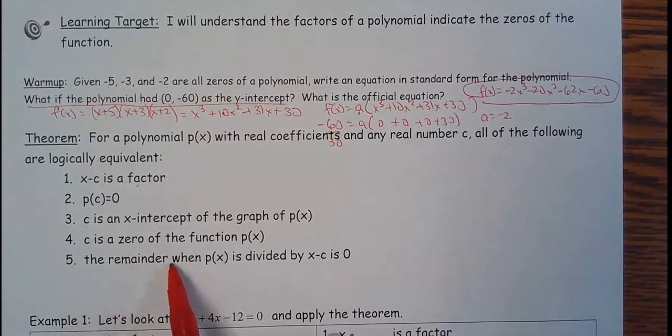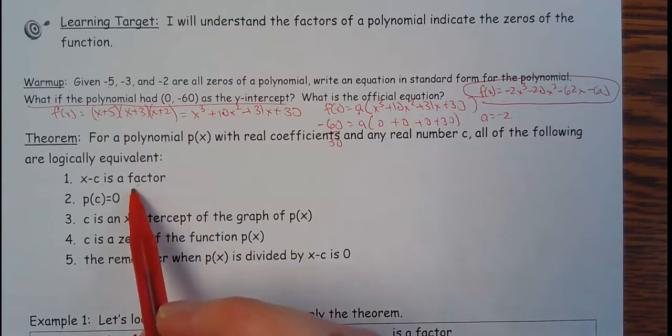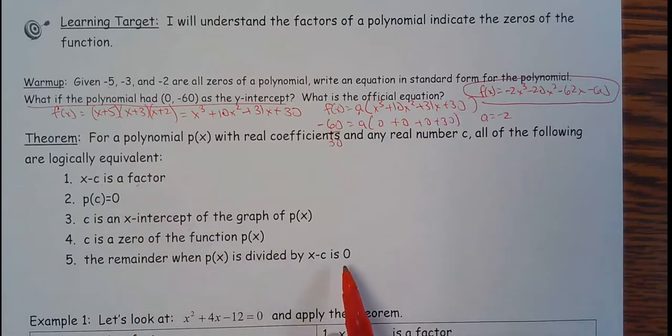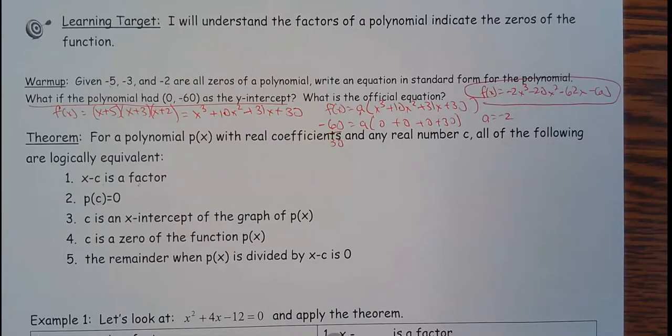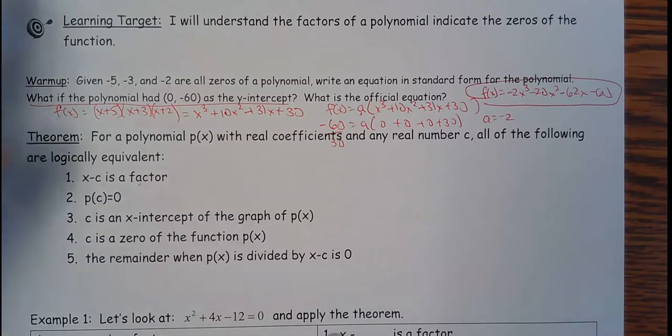And now here's one. The remainder, when p of x is divided by x minus c, when you divide them, if it's a factor, the remainder is going to be 0. It's like if I ask you to take 32 divided by 4. 4 is a factor of 32, so the remainder is 0. If I said take 32 divided by 10, the remainder would be 2. 10 is not a factor of 32, so that would not be true. Okay, so let's go down here.